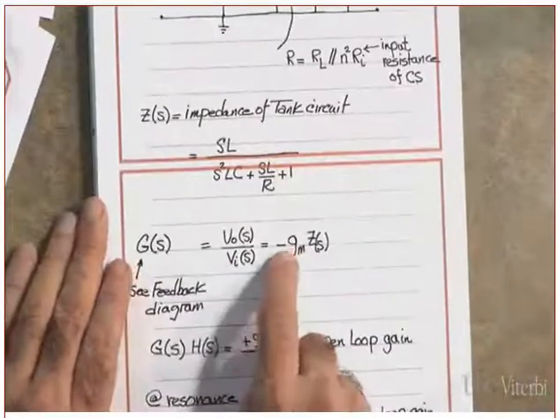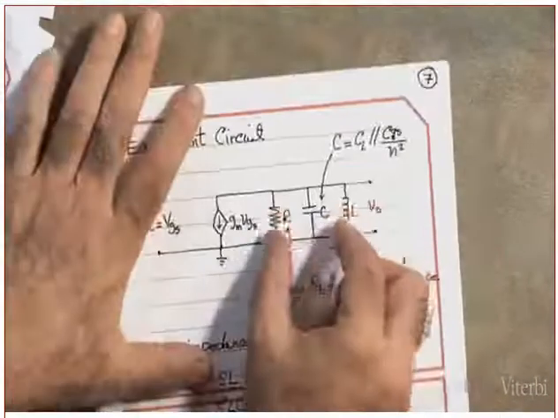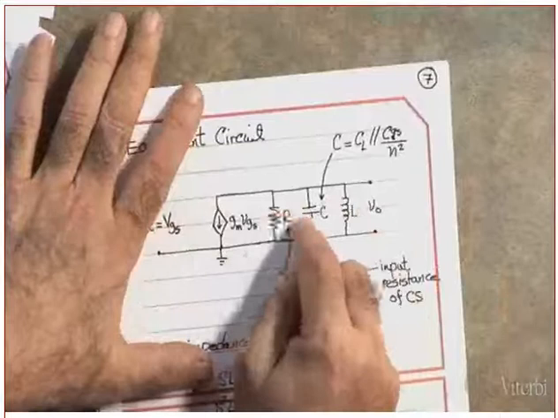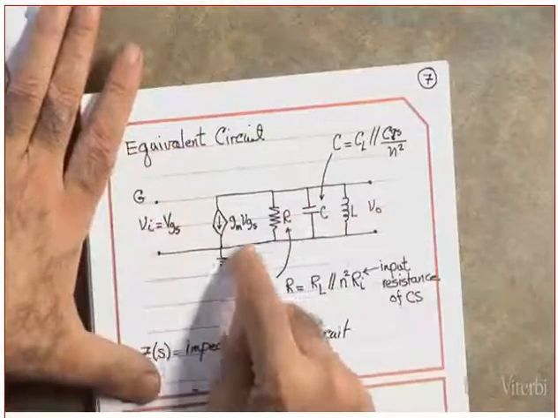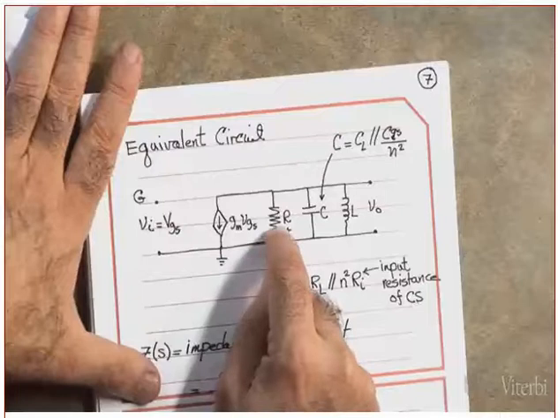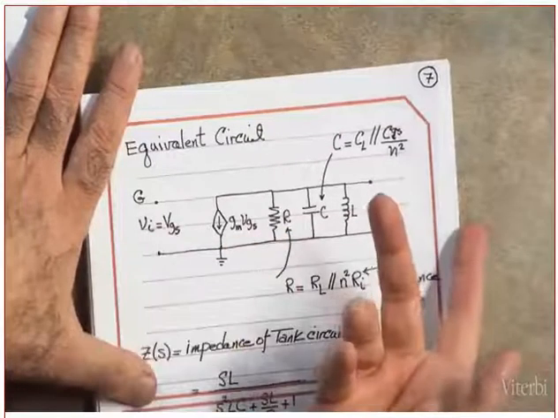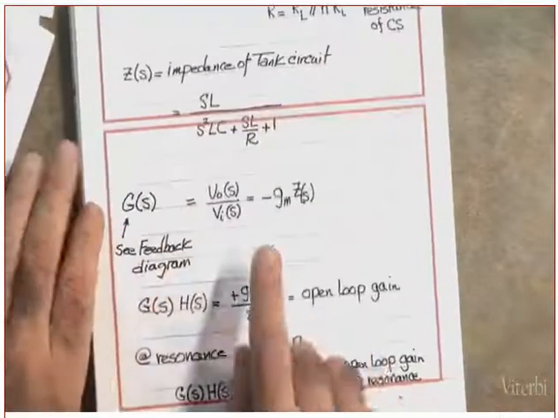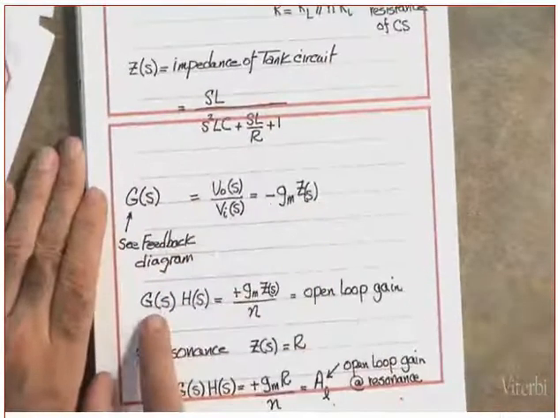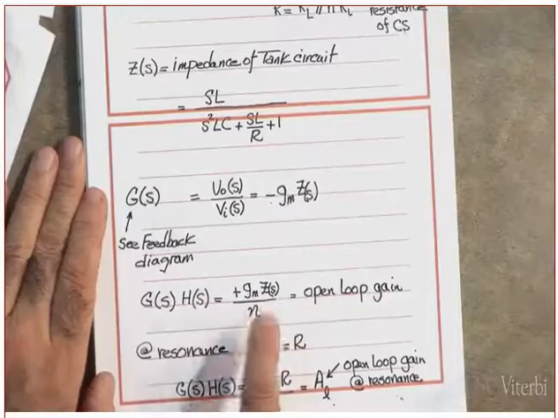So what is it? It's minus Gm Z of S. If you replace this by Zs, then the V naught divided by the Vn is minus Gm times Zs, because this VGS is the same as the input. Did you get this or not? Yes or no? Okay, so it's minus Gm Zs. Gs times Hs is equal to Gm Zs over N.